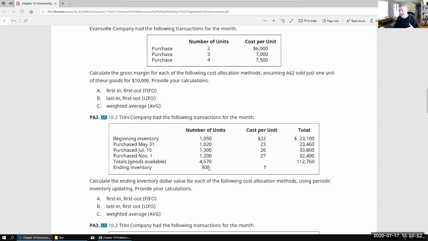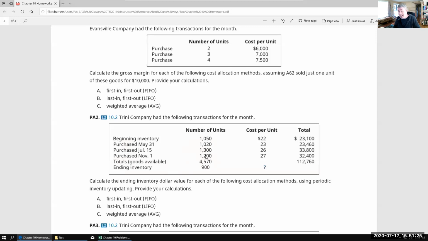What we have to think about is if we're doing first in, first out, the first sales are going to come from that inventory that we brought in because they were there first. Then we're going to sell these, we're going to sell these. And so when we get down to 900, we know that the first in, first out are out. They've been sold. The ones that are left behind are from our last purchase because the other ones have been sold, right?